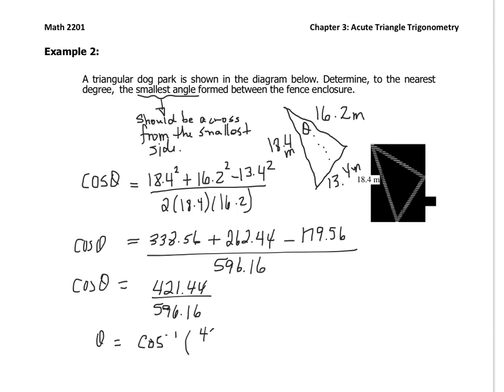Make sure when you're putting that in your calculator that your calculator is in degree mode and that you have brackets around the fraction if you're not going to change it to 1 decimal. So it would be inverse cos of 421.44 divided by 596.16, and that gives you approximately 45 degrees when you round it off. It comes up as 45.01 on the calculator, so that would be about 45 degrees.